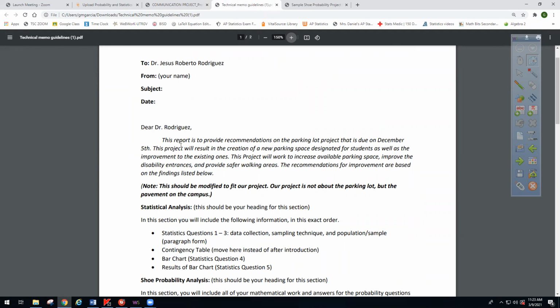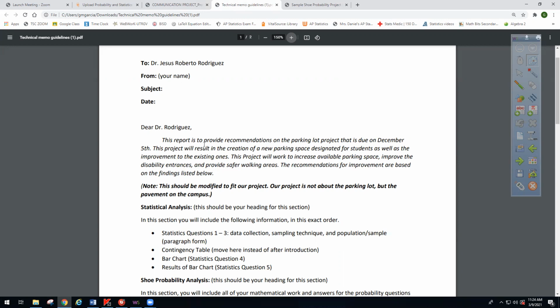Remember that this is an example that you're not going to copy exactly the way it is, because if we read it, it is about the parking lot project. We're not doing a parking lot project. We're doing a pavement recommendation project. Okay, so this report is to provide recommendations on the pavement recommendation project that is due on December the 5th. The project will result in the creation of new pavement recommendations designated for students, as well as improvement to the existing ones. This project will work to increase the pavement improvement and provide a safer walking area. The recommendations for improvement are based on the findings listed below.